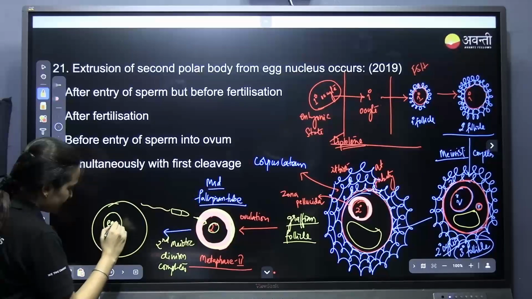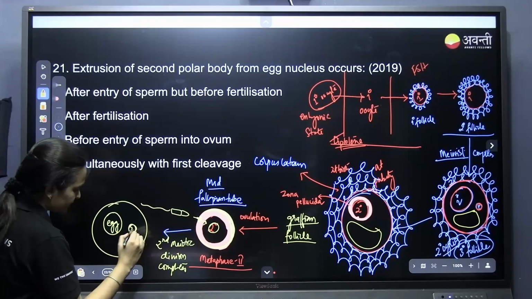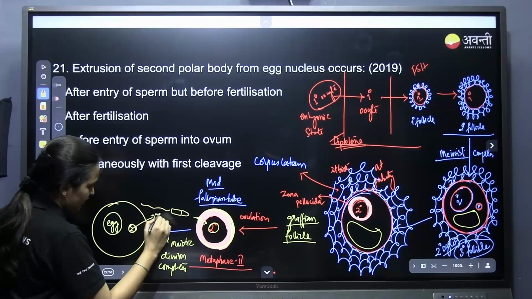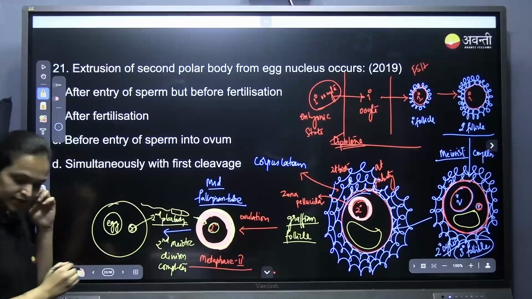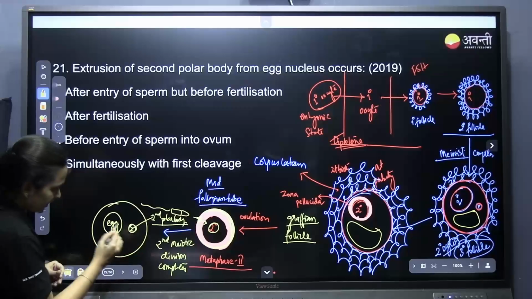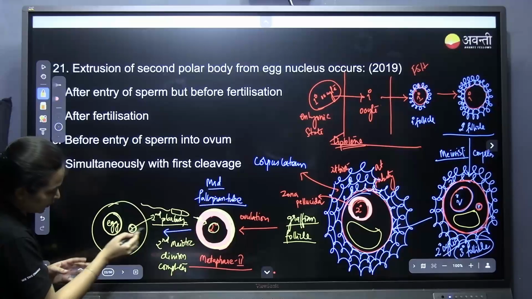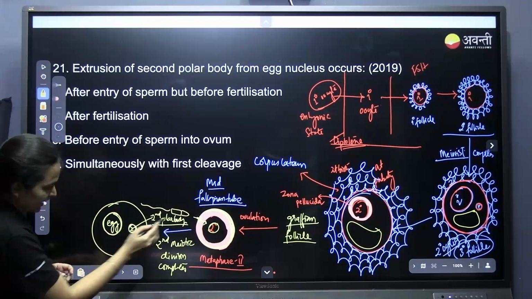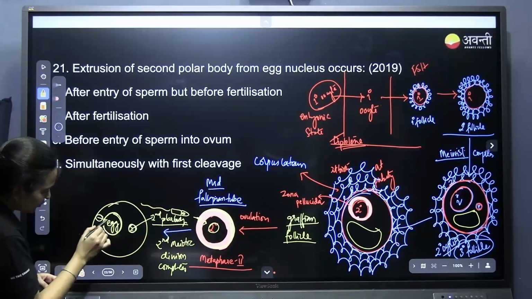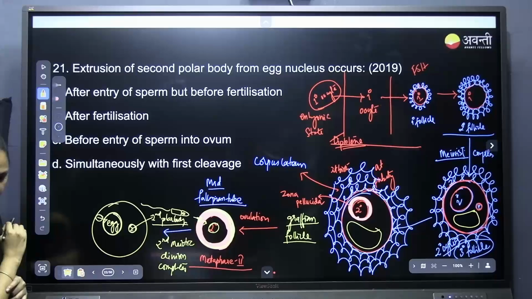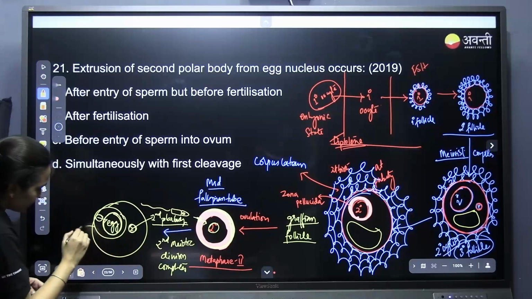this one egg cell, and another one, the second polar body. This is the second polar body. Understanding? This is the egg cell, the nucleus, and it will give rise to another one, the second polar body. The nucleus of the sperm fuses with the egg, and this thing now becomes the zygote.